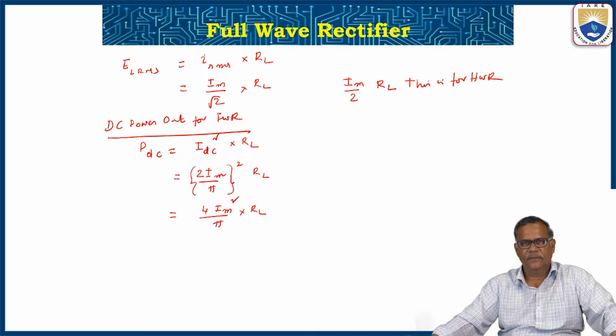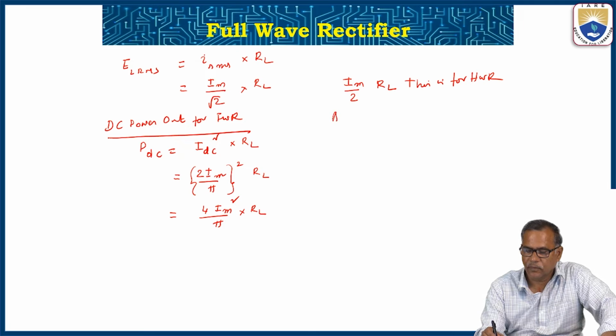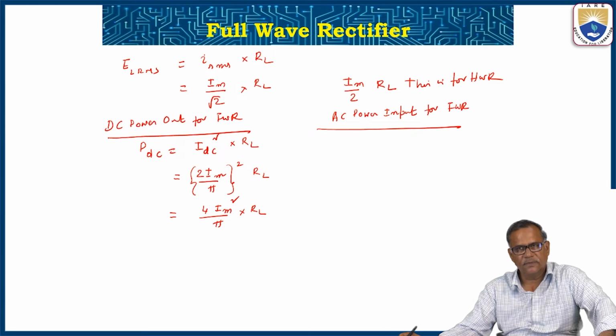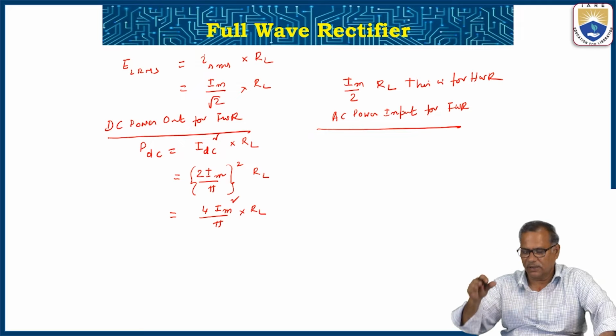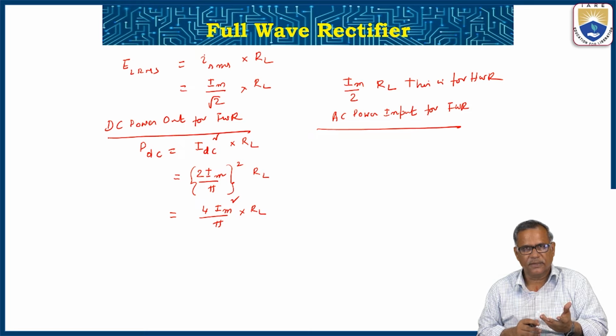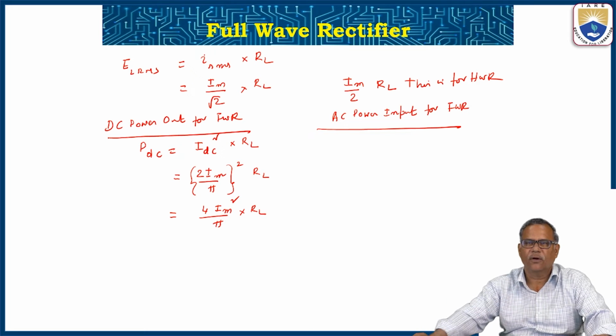Now let us calculate what is the AC power input for the full wave rectifier. So the AC power input we get by multiplying the RMS value squared with the load resistance. What are the resistances that are involved in the circuit? The diode forward resistance, the secondary transformer coil resistance, and the load resistance. So all these three resistances have to be taken into account to calculate the AC power input.